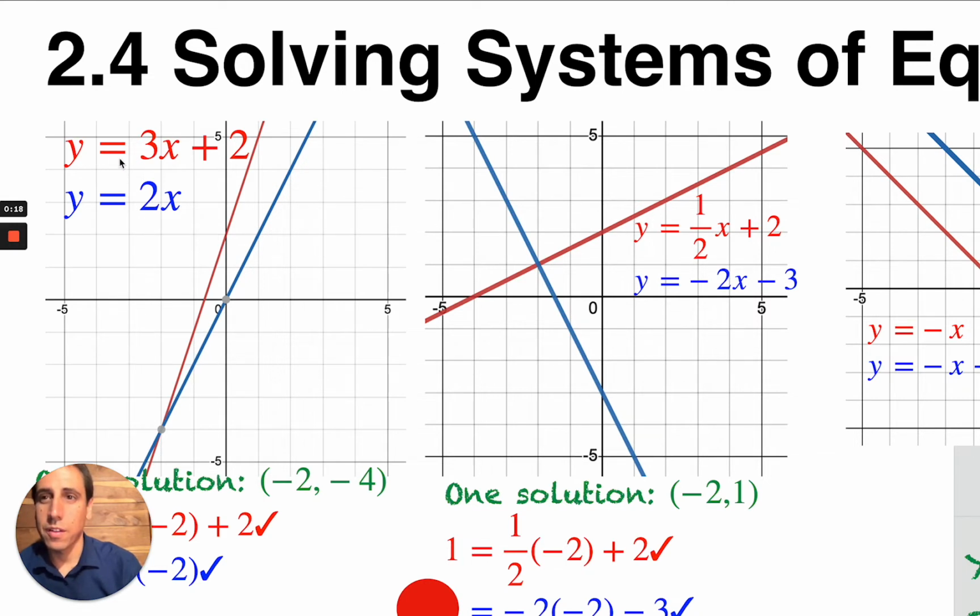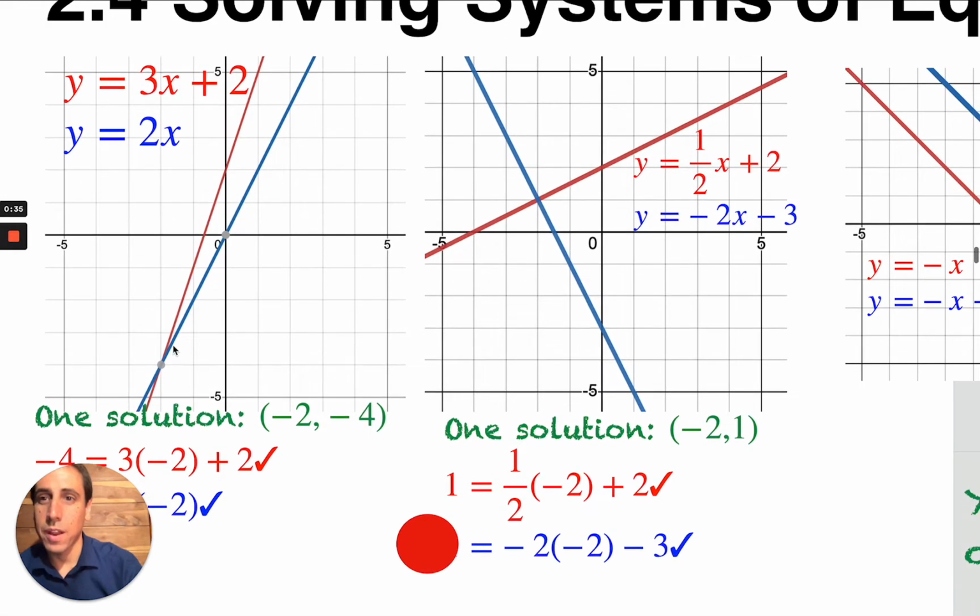Systems of equations are multiple equations that can be considered at the same time. So let's consider these two equations at the same time. The real question that we're looking for is what value of x and what value of y will solve both of them at the same time. One way to do that is just to graph them.